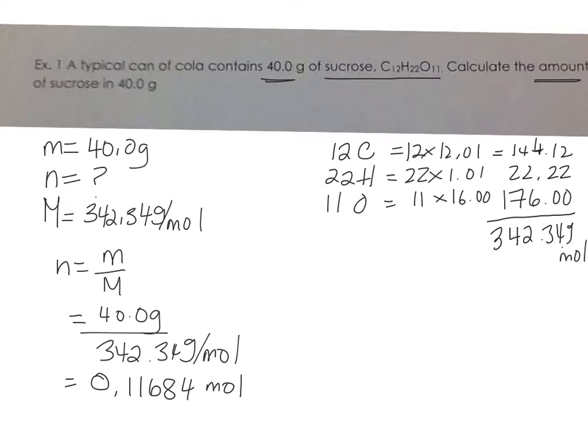So 0.11684 moles. Is this a big number or a small number? It's a fairly small number. How many significant digits can we have in our final answer? There's 3 here, and there's 5 here. Because we're dividing, you have to go with the smaller number, so 3. So we want to keep the 116. We're dropping the 8, so the 8 rounds the 6 to a 7.